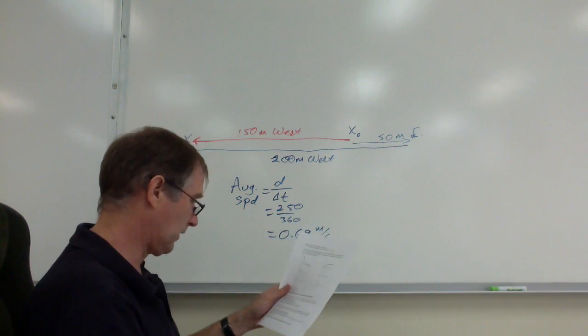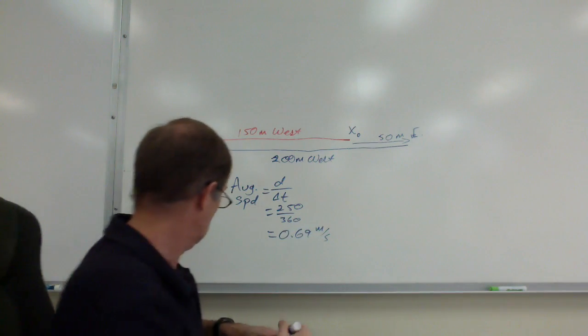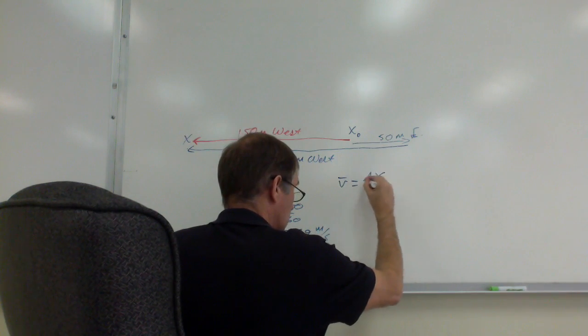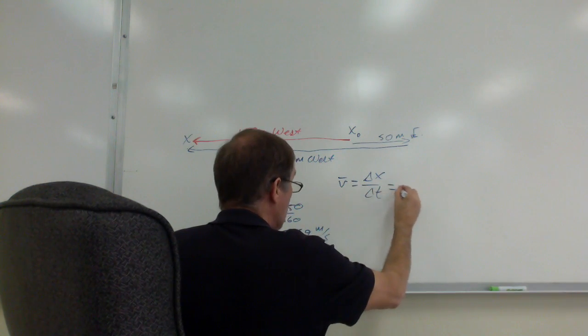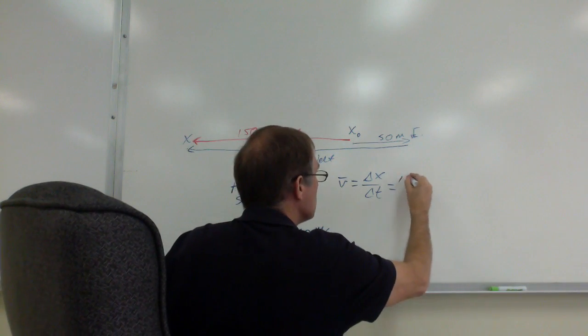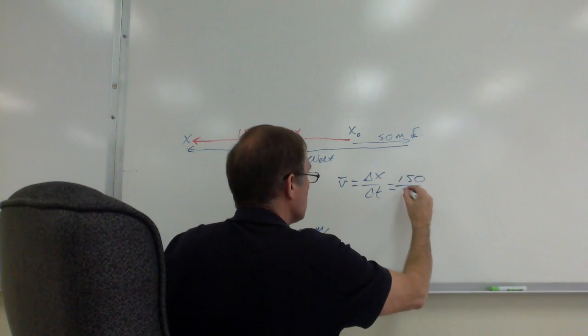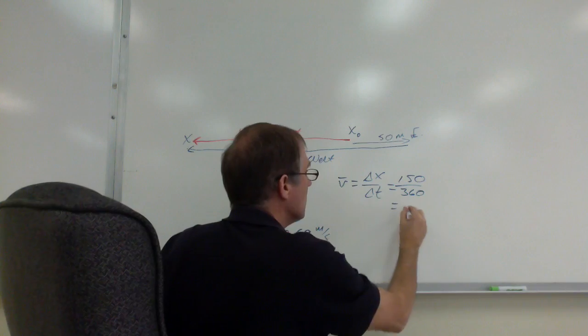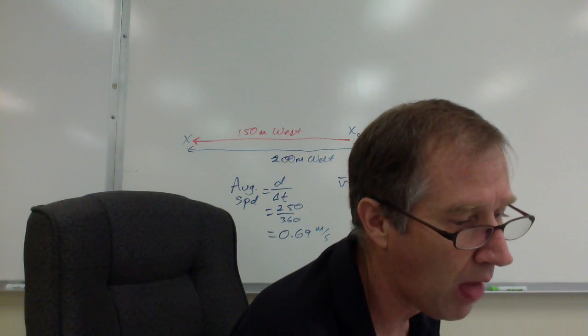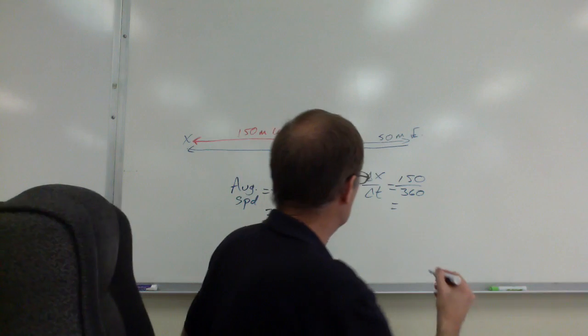Then the other part is what is their average velocity? And that's the one that's a v with a bar over it, delta x all over delta t. And so the delta x was 150 meters to the west, all over the total time of 360 seconds. And that came out to be 0.42 meters per second west.